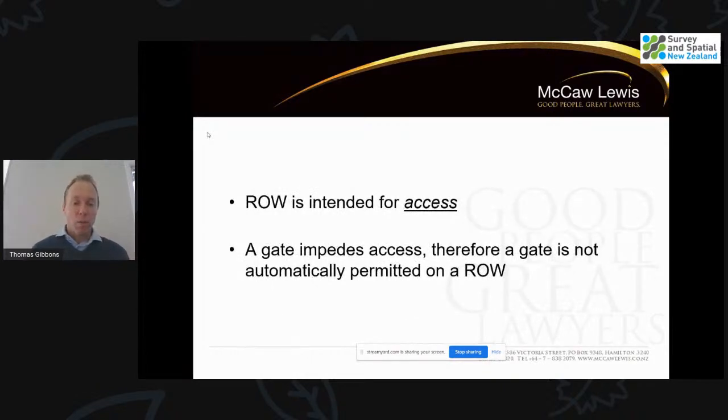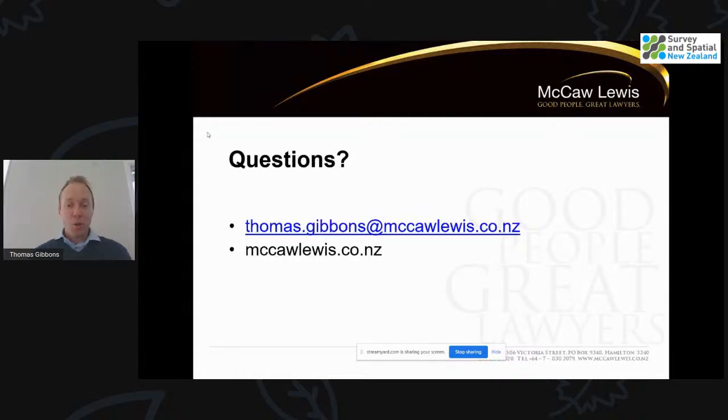As I said, a right-of-way is intended for access, and therefore a gate is not automatically permitted on a right-of-way and usually won't be permitted at all. That is all I wanted to cover.